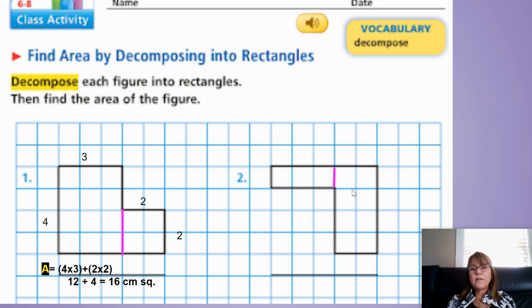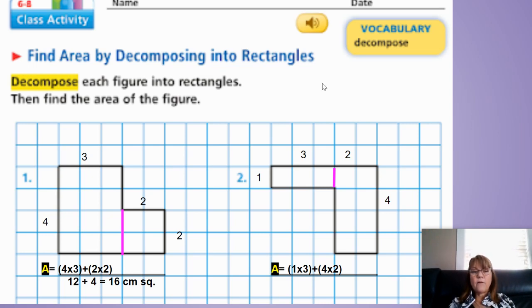Now I could have drawn it straight across here, but I tend to go down first. I don't know why. It just is. Then I'm going to mark my length and width on the first rectangle, and on the second one, my length and my width. And then I am going to put the first one in parentheses, 1 times 3, and the second one, 4 times 2.